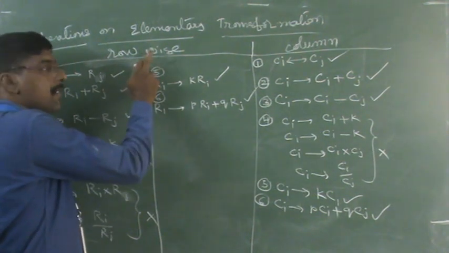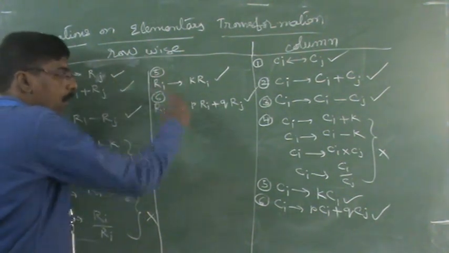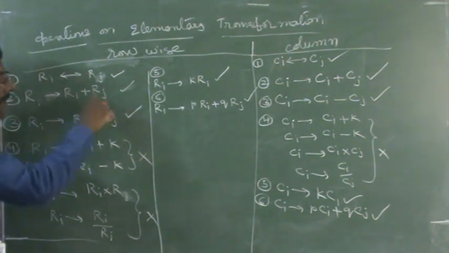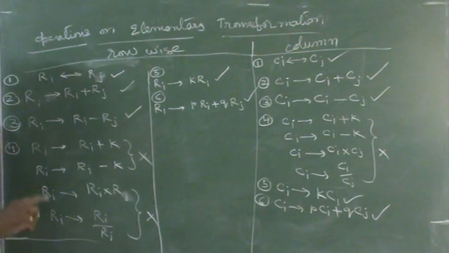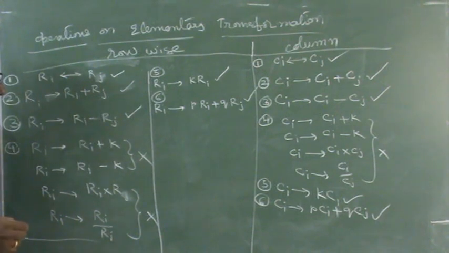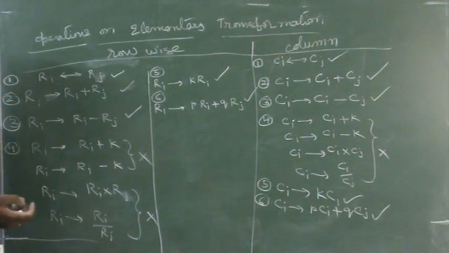Before discussing row-wise, first we need to learn all these six operations. Then you will get the answer properly by using the row operations concept. I think you have to copy all these concepts. I don't know how many are following this board or not.